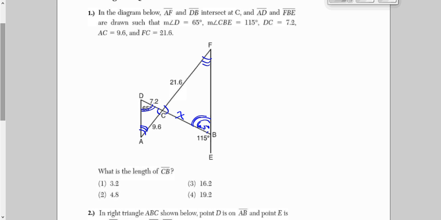Anybody get an answer yet? No. Choice 3? Right, please. No, it's both. Just take our time. Slow it down. If you're still working on it and you get 16.2, you got it right.